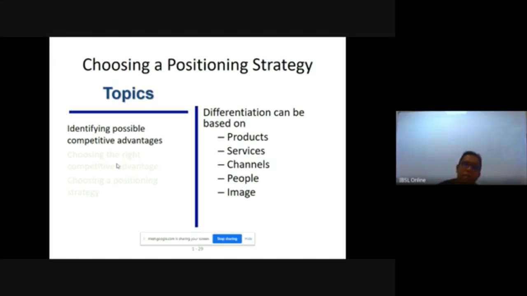Or you can think of differentiating your products in terms of services, maybe after sales services, support services, consultancy services that you do to make your product different to others, or different to the competing product. The positioning is always against similar products in the market. Right? The channels. How do you distribute your products?